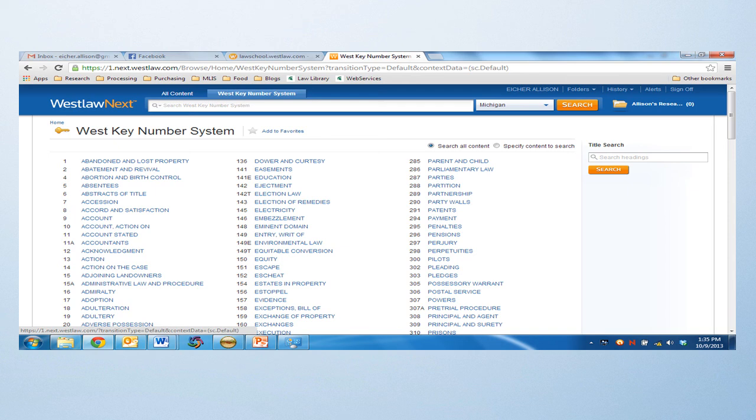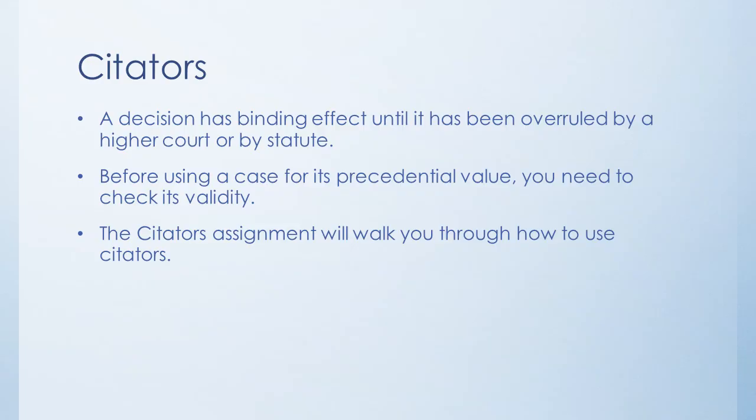You can access the Westlaw list of topics and key numbers by going to Westlaw Next, then to Tools, and then to the West key number system. We will work through a Citators assignment in one of our classes. I just want to mention them briefly because they can also serve as indicators of other cases you may want to use in your research. They also provide an indication of whether the law you're looking at is still good law.